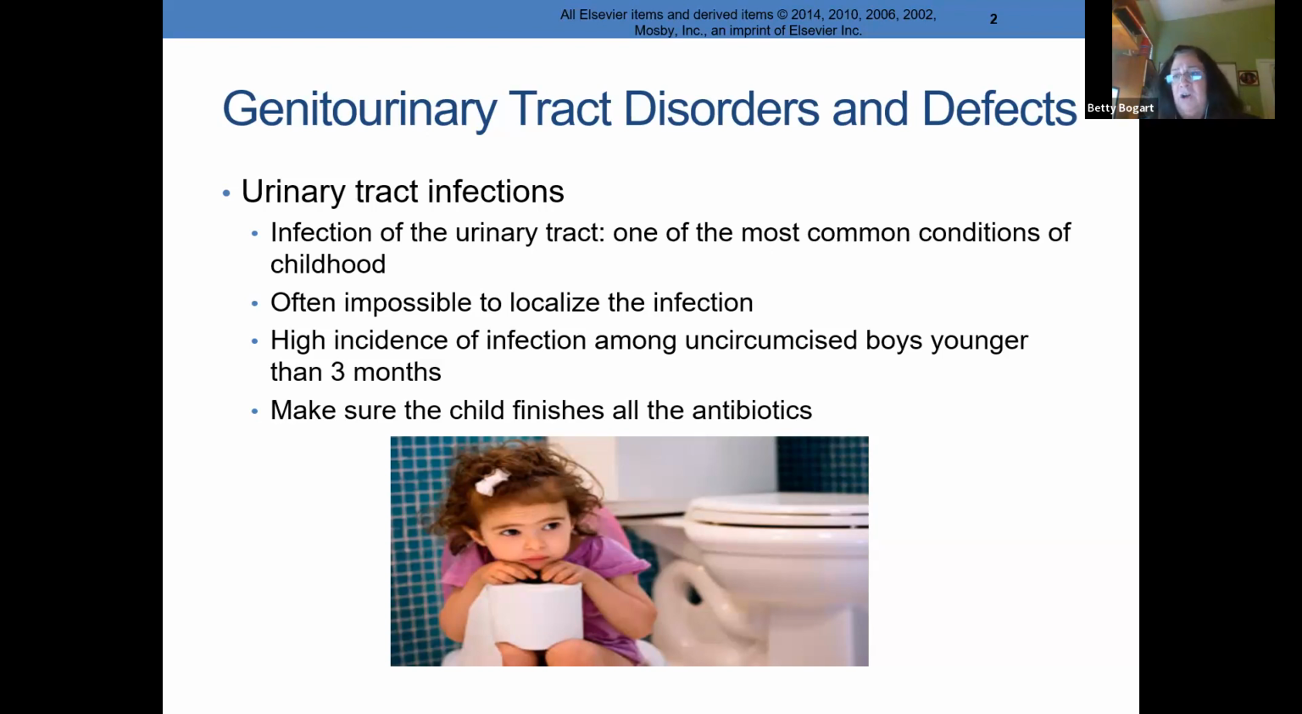So one of the things with any antibiotic, make sure they finish it all, okay? Some parents say, well, oh, the kid's better. They don't need all the antibiotics.